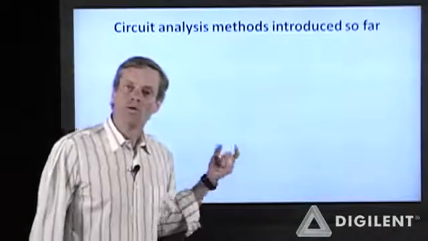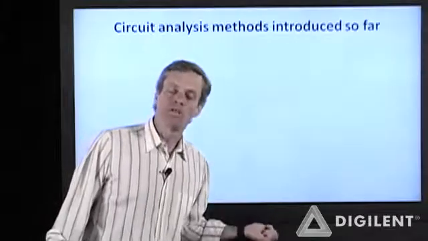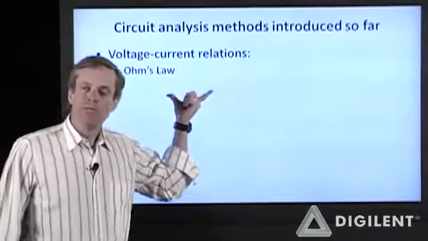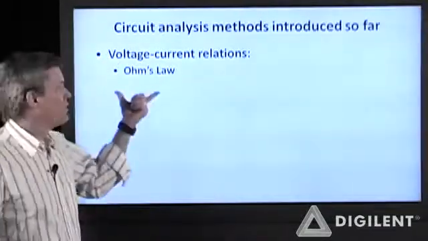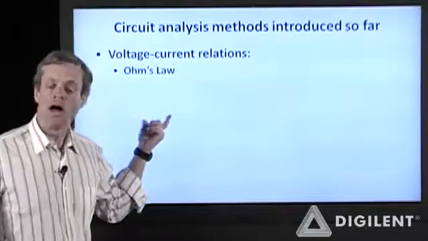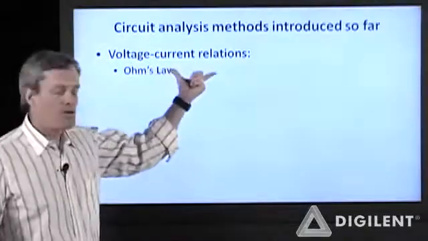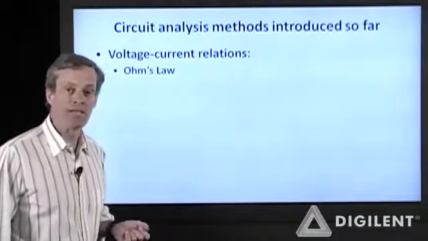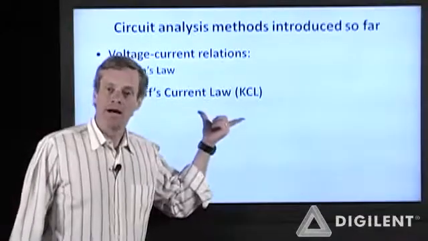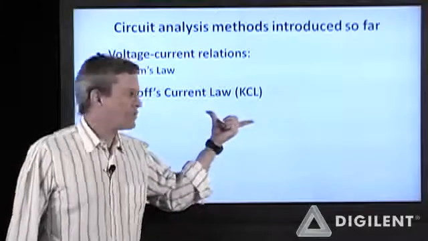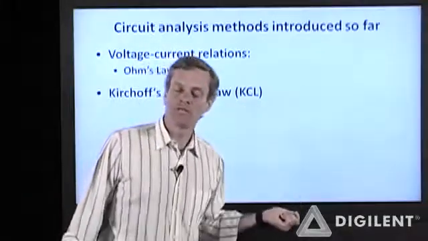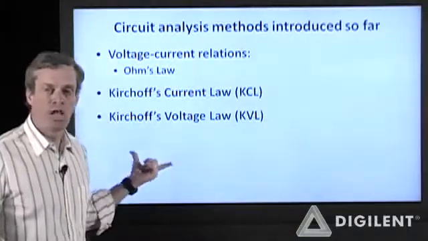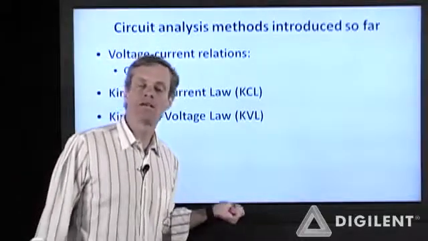Okay, so far we've presented a number of analysis approaches and analysis tools for electrical circuits. The first thing we did was present voltage-current relationships. The only one we have so far is for resistors, Ohm's law. Later in the semester we'll present some other voltage-current relationships for inductors and capacitors, but this is all we have to worry about to date. We did a couple of Kirchhoff's laws. Kirchhoff's current law: the sum of the currents either entering or leaving a node has to be zero. And we also presented Kirchhoff's voltage law: the sum of the voltage drops around any closed loop in a circuit has to be zero.